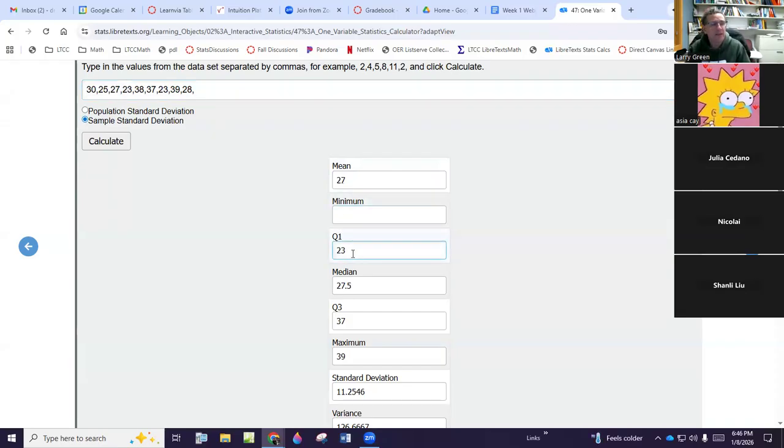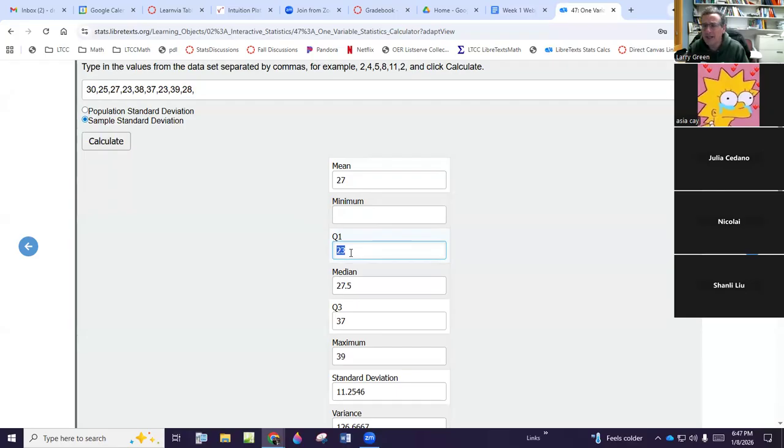Okay, Q1. Q1 basically says that Q stands for quartile. This is very important. This is the first quartile. That basically says that if you look at the people that are 23 years old and younger, that represents about 25%. Because a quarter is 25%.